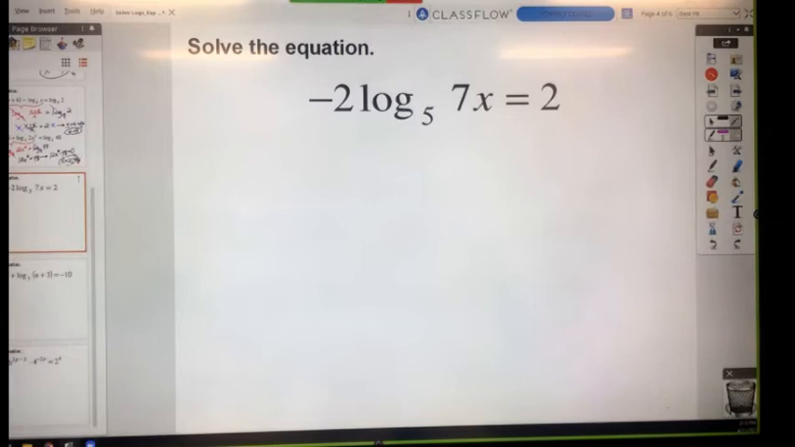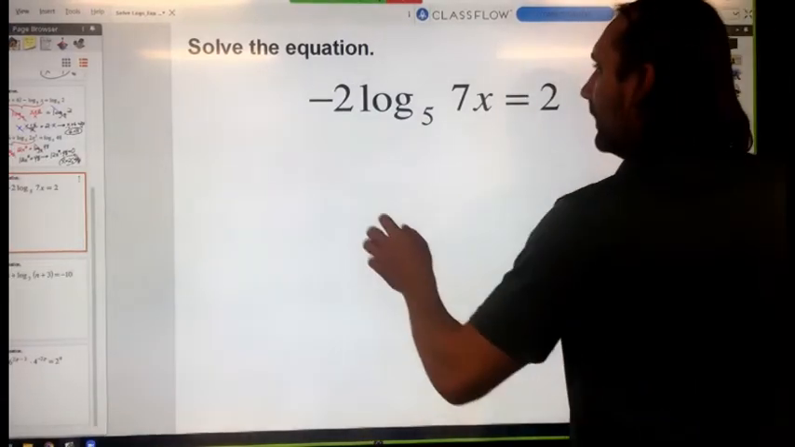Log by itself. Okay, so you've got to eliminate that negative 2 in front of the log. How would you get rid of that negative 2 being multiplied to the log? How would you get it down? What's the opposite of multiplying to a log? Dividing.